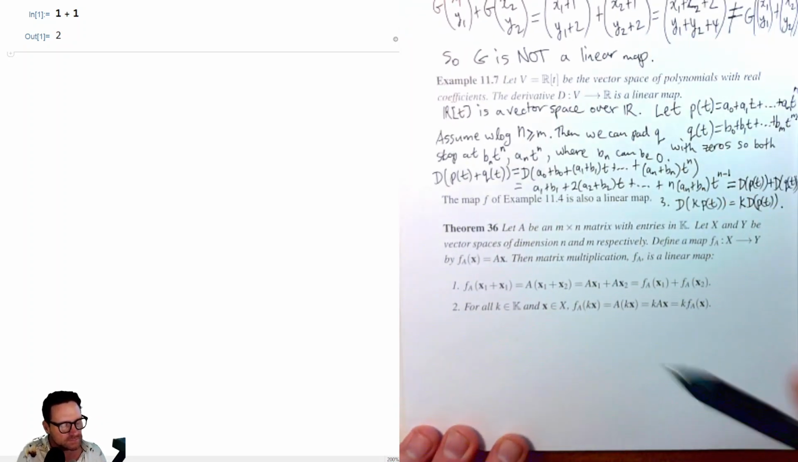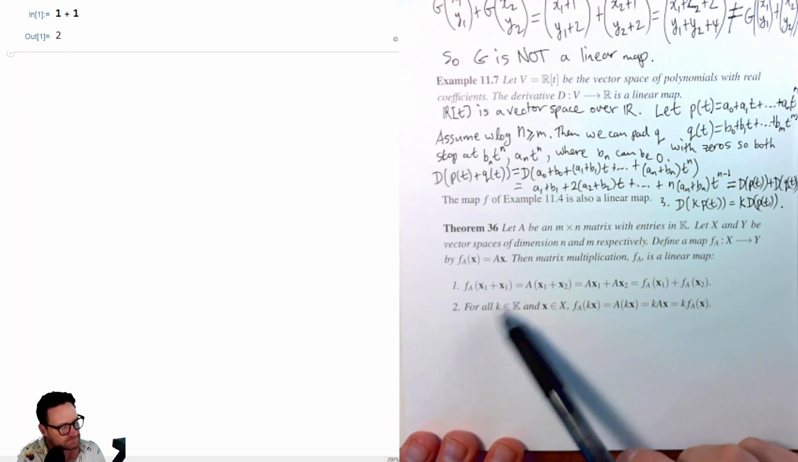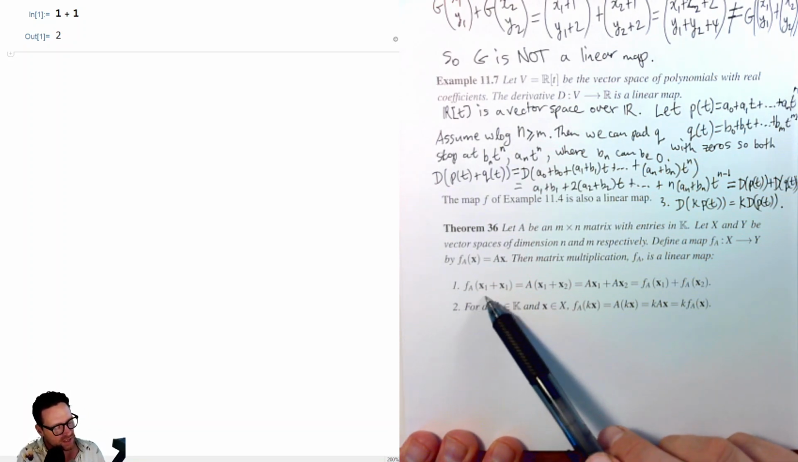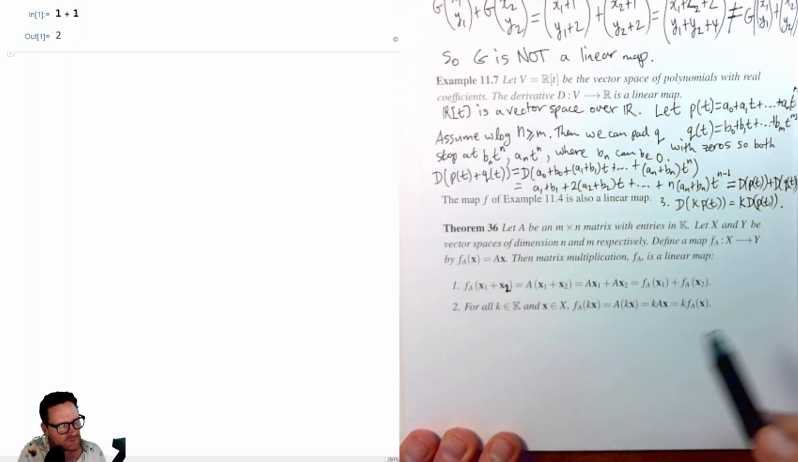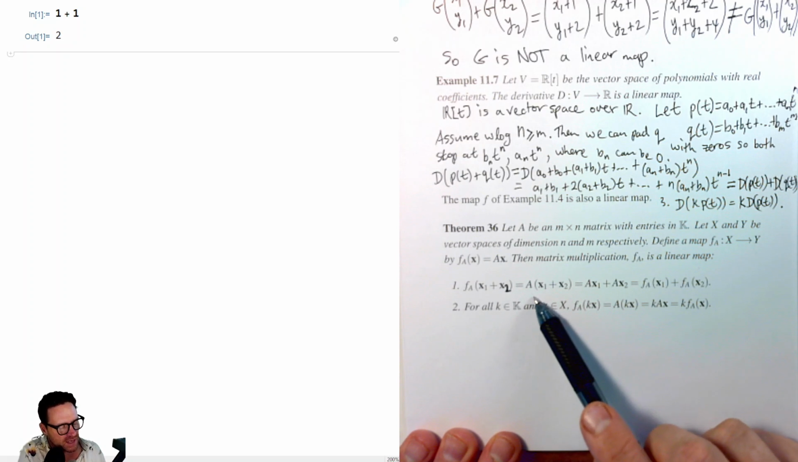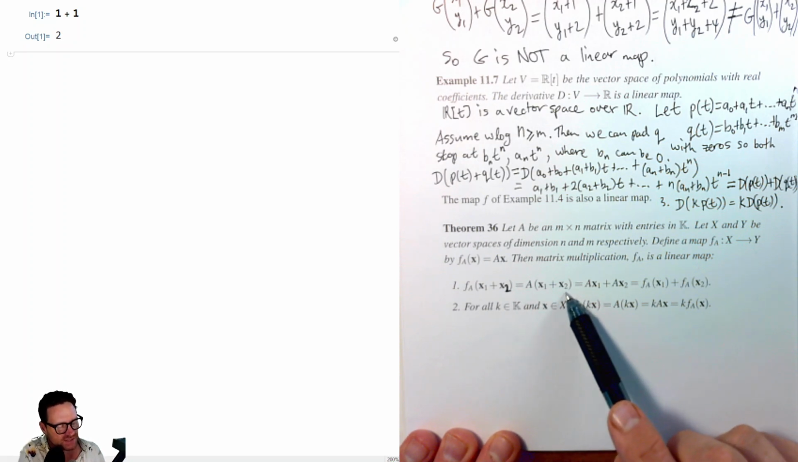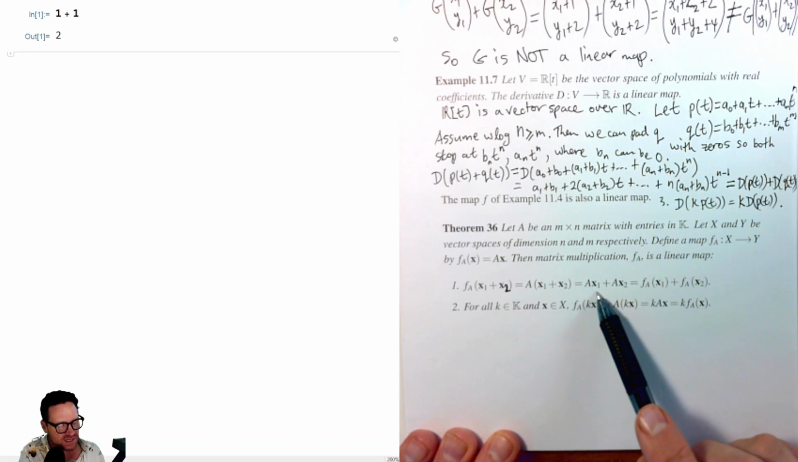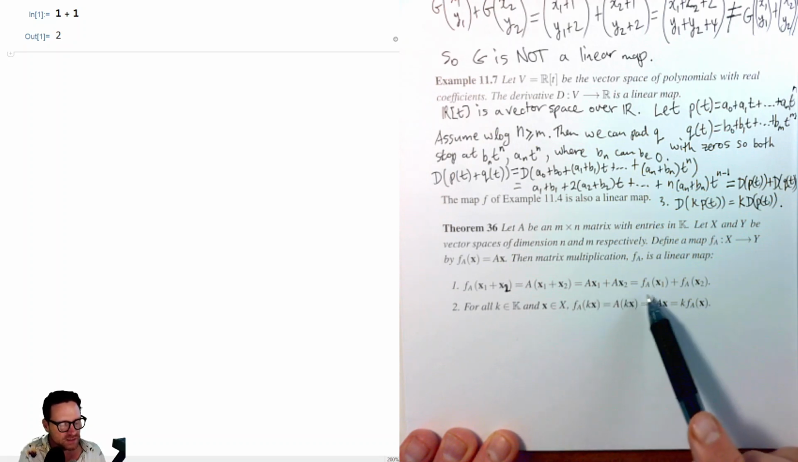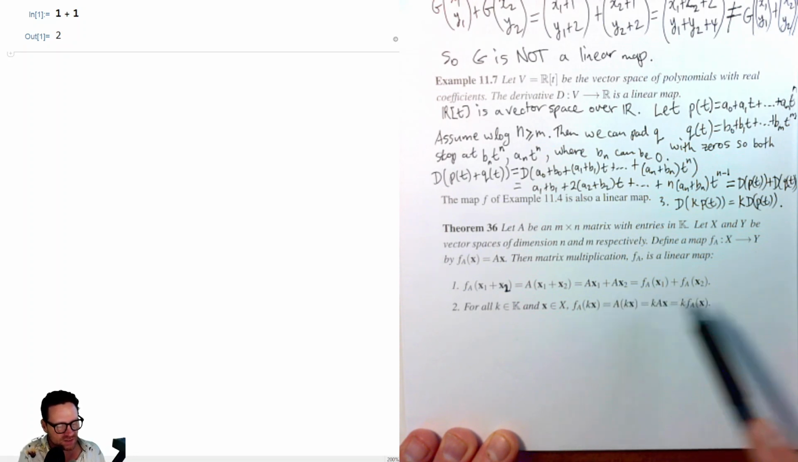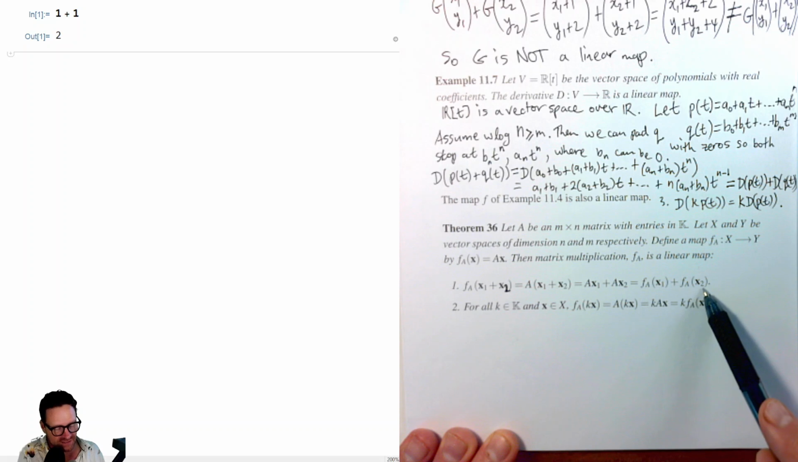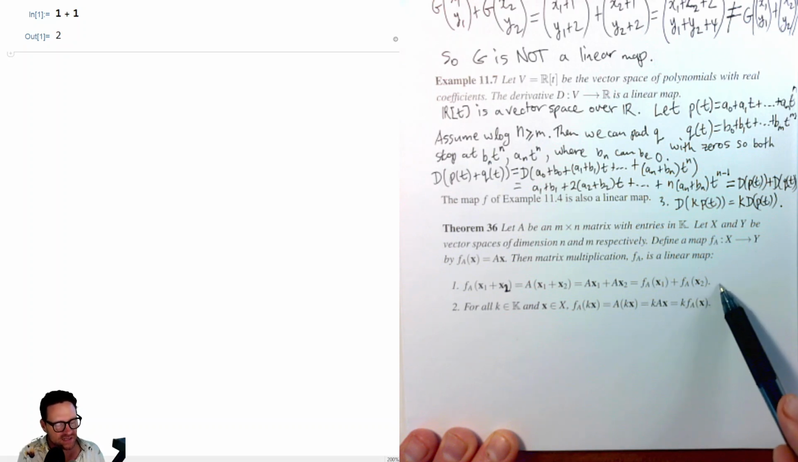Okay, so f subscript A of x1 plus x2, that should say x2, so change that, is A times x1 plus x2. Now we can expand this and say it's Ax1 plus Ax2. Ax1 is f subscript A of x1, and Ax2 is f subscript A of x2. And so it has that first additive property of a linear map.